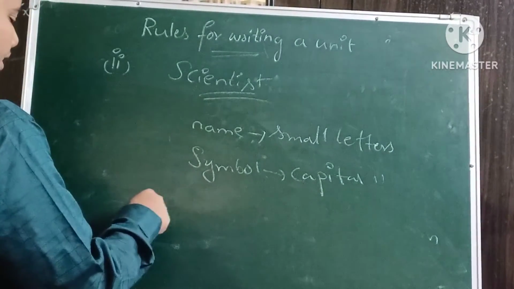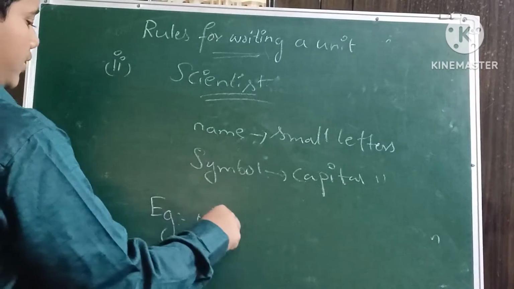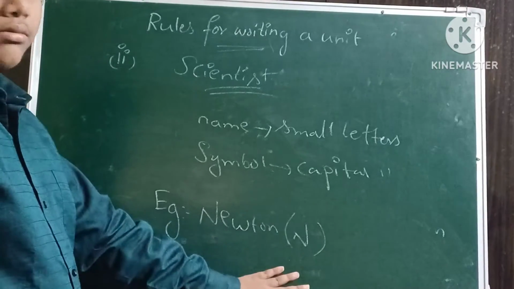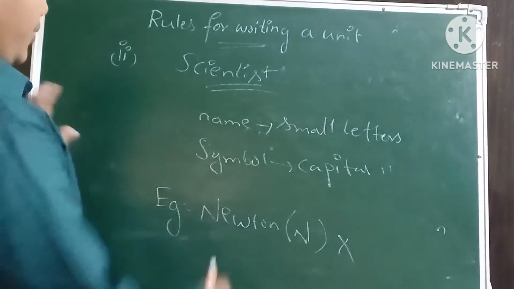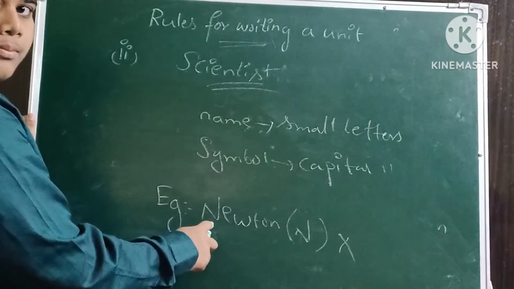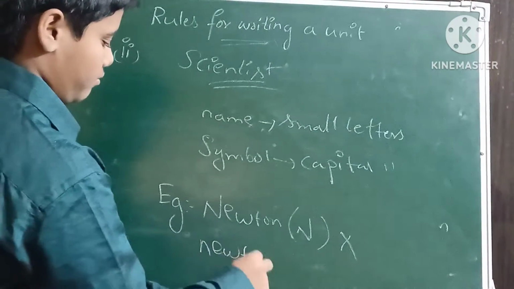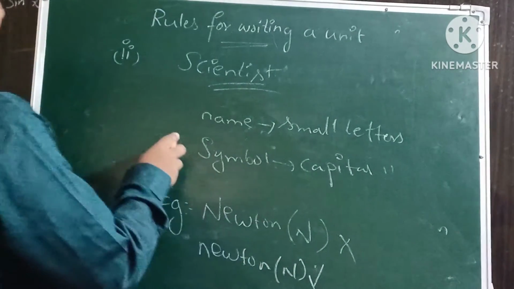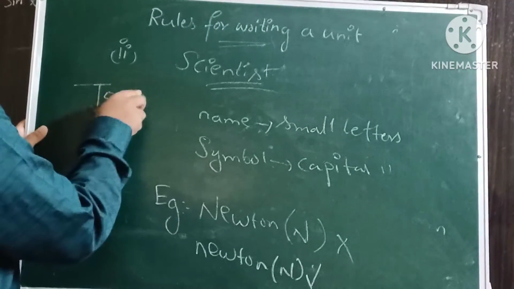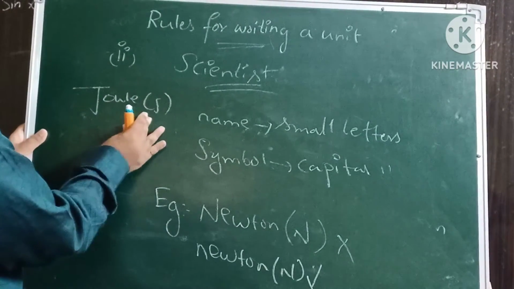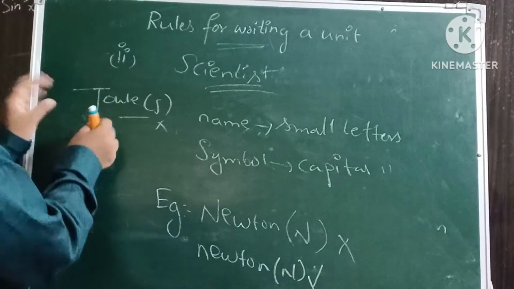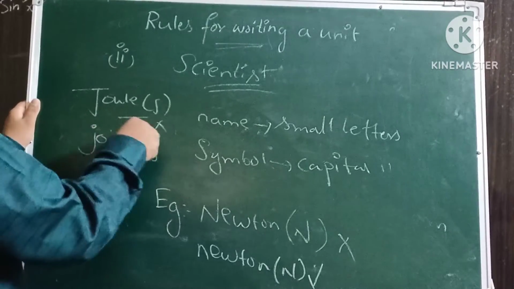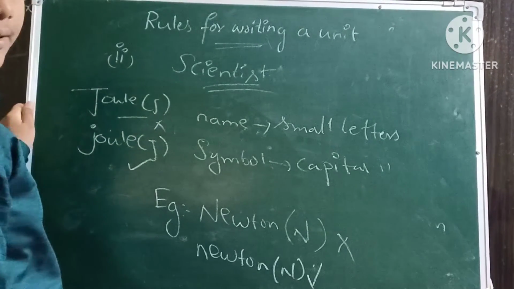For example, Newton, it is a scientist name, and the unit is N. Is it correct or not? It is not correct, because the name should be in small letters. This is the correct method: newton, capital N symbol. Another example: Joule, J. Is this correct or not? This is not correct, because a capital letter is there. So joule, capital J symbol, is the correct method. Okay? Note down.